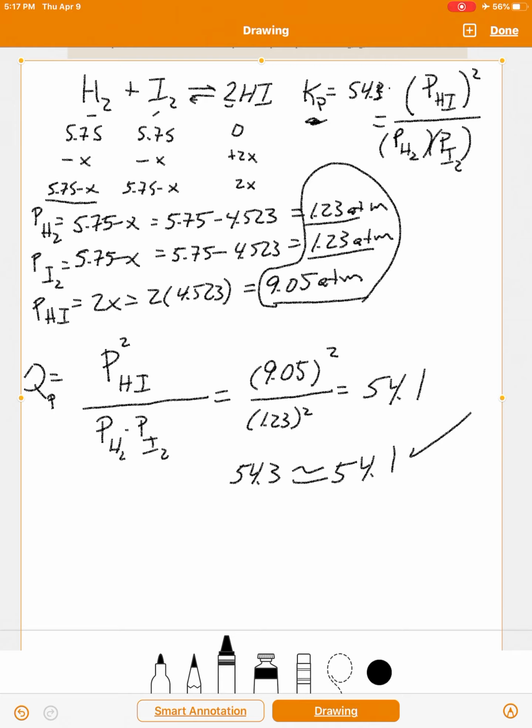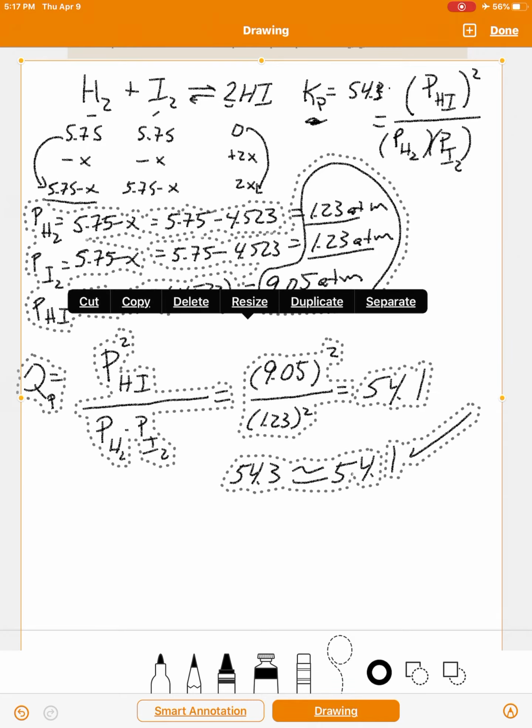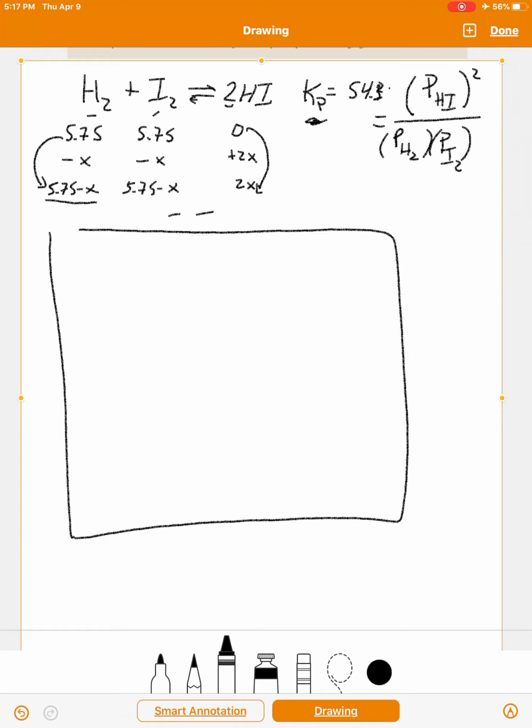At the end of this process, the pressure of HI would have gone from 0 all the way up to 9.05. The pressure of H2 and the pressure of I2 would have both gone down from 5.75 all the way to 1.23. So imagine it this way. I'm going to show you a little picture now that the calculation is done. And here's the idea. We started off with a bunch of H2s. The pressure of H2 was 5.75 atmospheres, right?